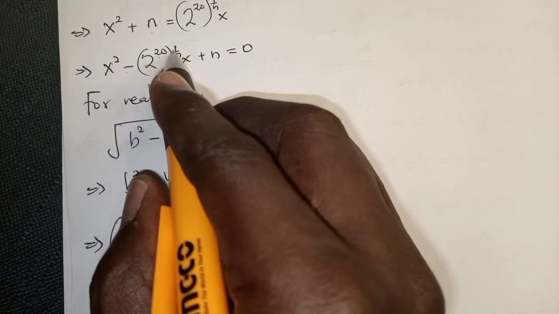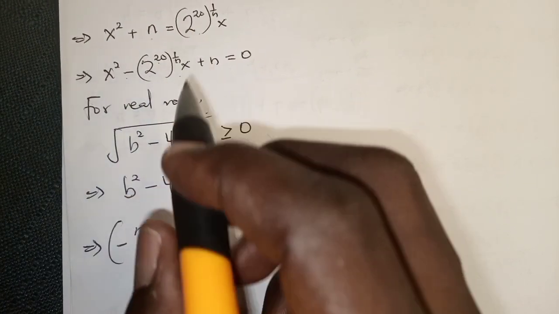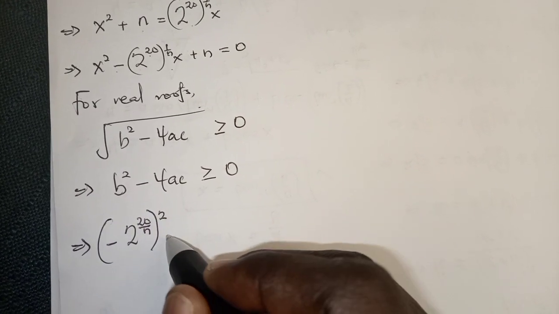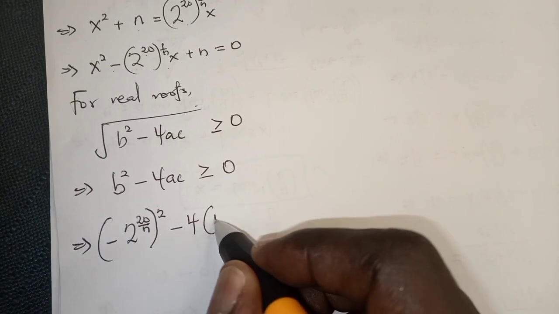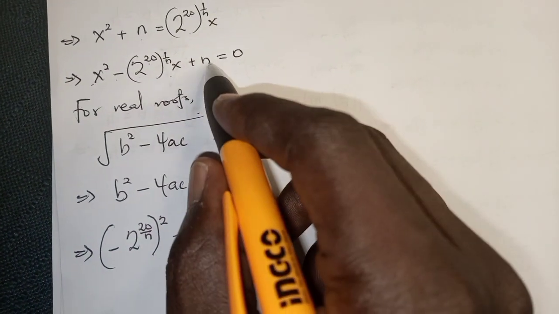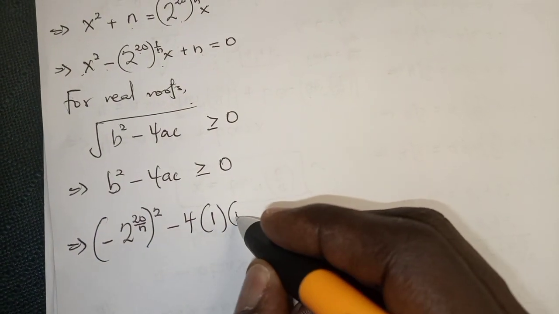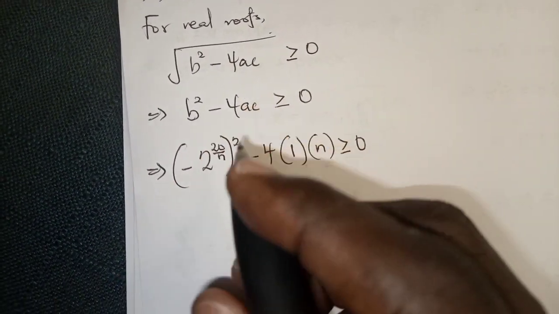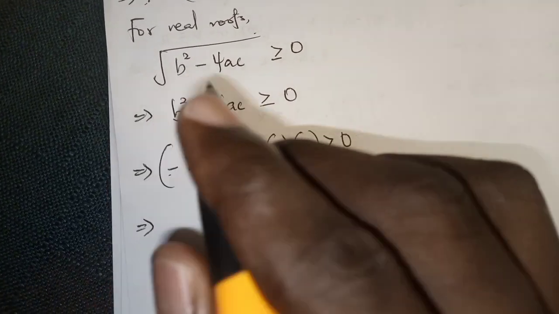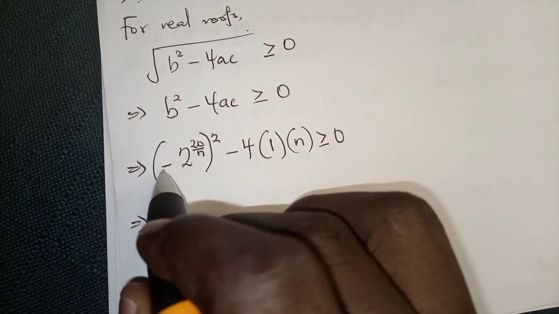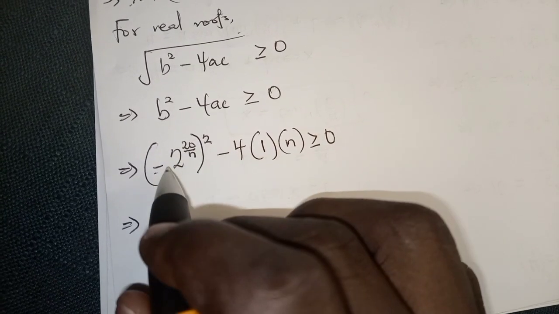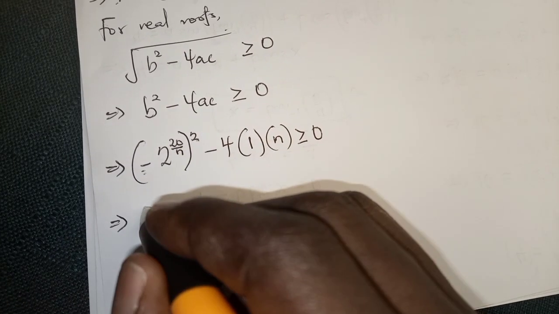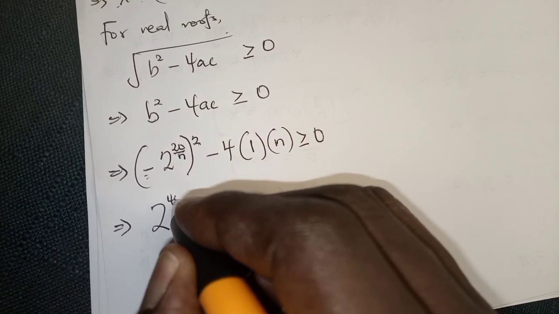So we have 20 on n, then we bring the square, minus 4 times a, the a is 1, the coefficient of x squared, then the c, which is positive n, greater or equal to 0. We solve this, simplifying. This is a square, opening the bracket, this negative will become positive, and this also affects this, so you get 2 exponent 40 on n.